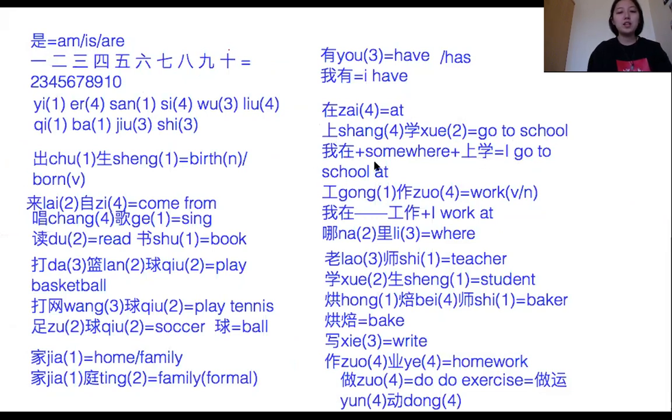Or if you're not a student anymore, you can say 我在 somewhere 工作. This should be the name of a company. I want to say I work at a supermarket. 我在 a supermarket 工作. 我在 somewhere 工作, I work at. So 工作 means work. It can be both verb and noun.